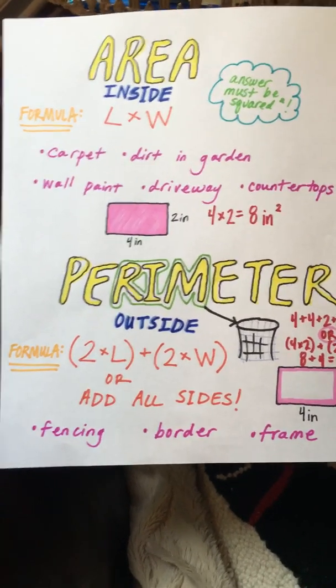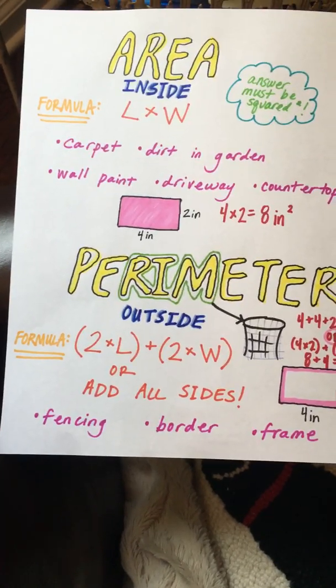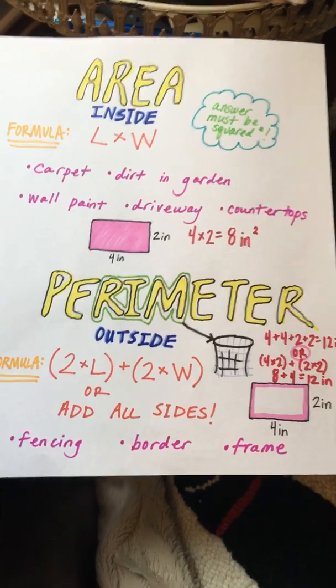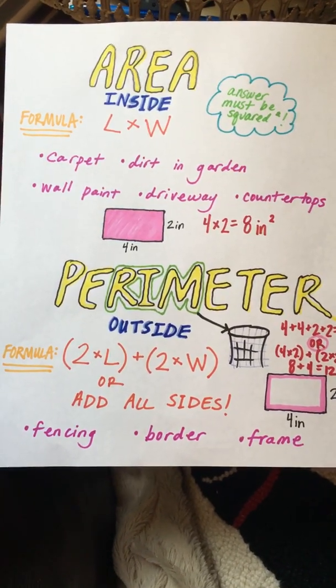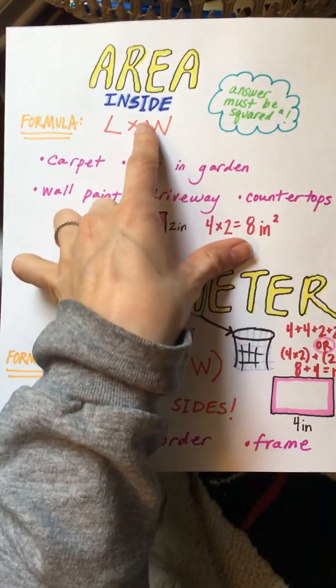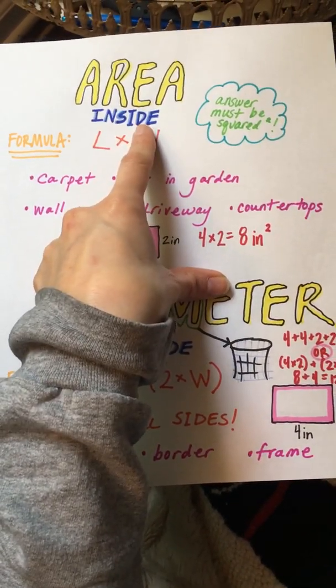I wanted to review this anchor chart super quickly. Very similar to our notebook insert, but this is just a picture that you can keep and refer back to as needed, and that if we were in the classroom, I would keep posted. So our formula for area is length times width, and that's giving us an inside measurement.